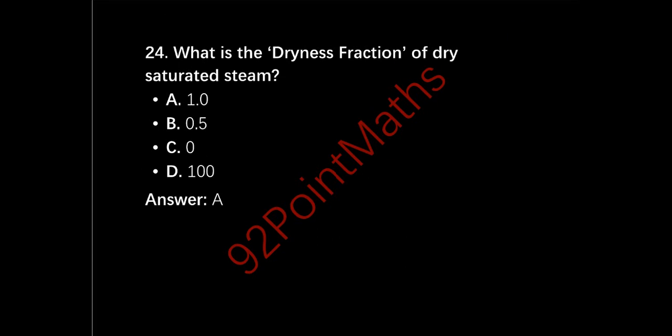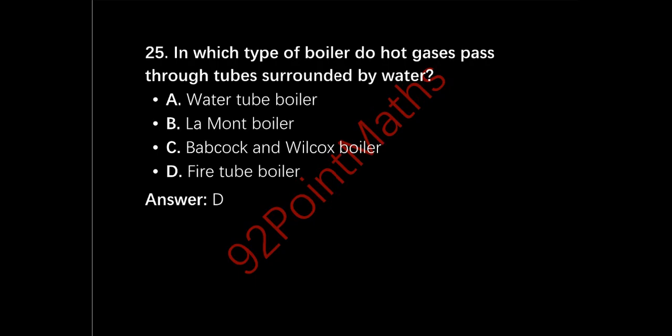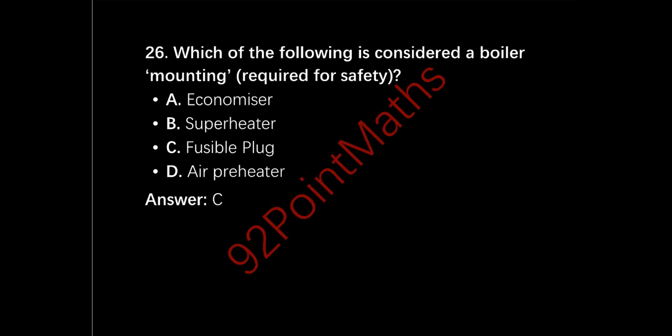What is the dryness fraction of dry saturated steam? Option A, 1. In which type of boiler do hot gases pass through tubes surrounded by water? Option D, fire tube boiler. Which of the following is considered a boiler mounting required for safety? Option C, fusible plug.